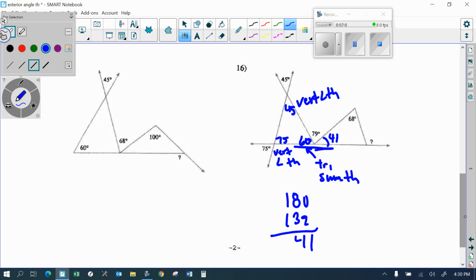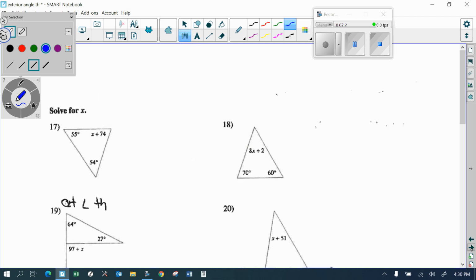Well, now I have the exterior angle theorem right here. That exterior angle equals the sum of the two remote interior angles, which is 109. So that makes it 109 using the exterior angle theorem. Okay, backside here.